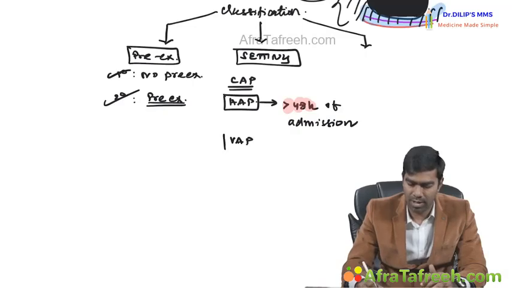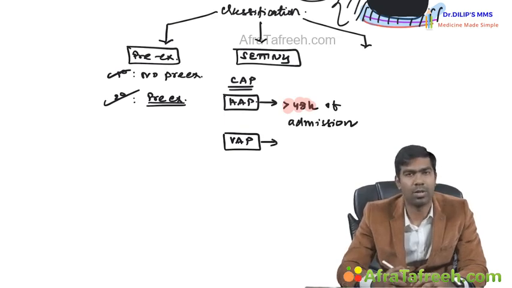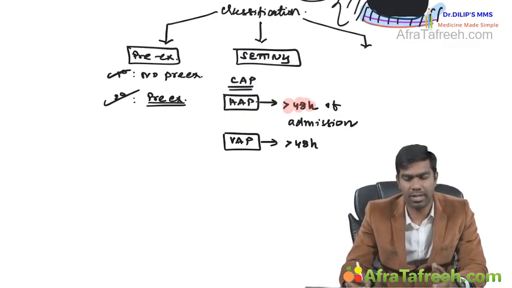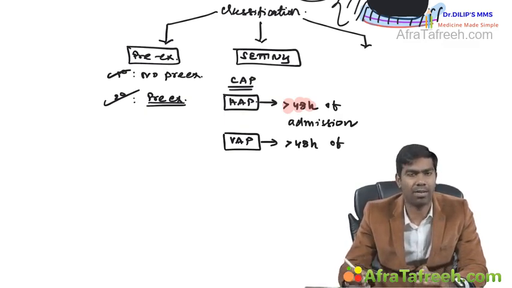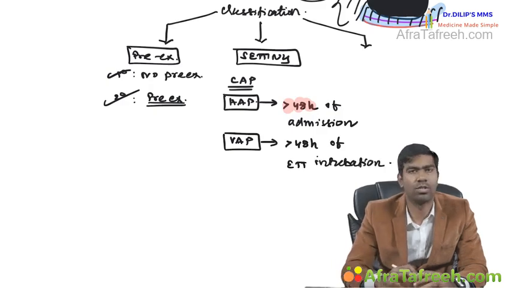Then you have ventilator-associated pneumonia. What do you mean by ventilator-associated pneumonia? It is almost similar to hospital-acquired pneumonia, but it is when you get a pneumonia after 48 hours of endotracheal intubation. So this is what we call ventilator-associated pneumonia.